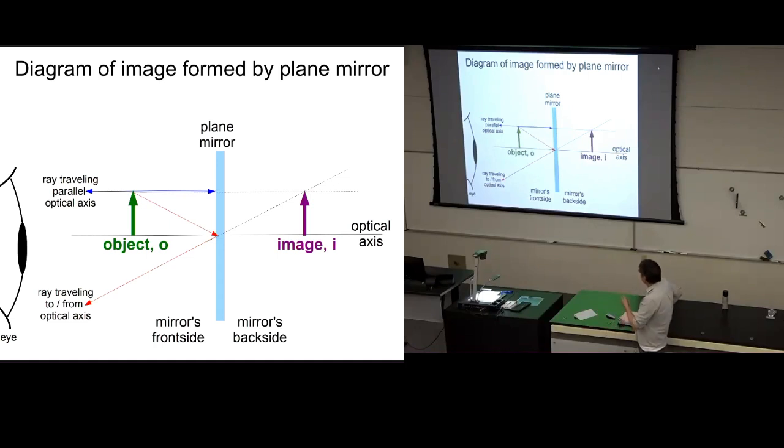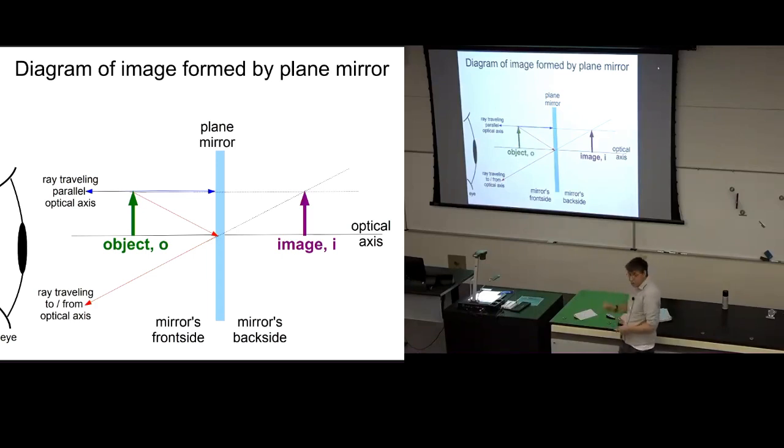On this axis, I put this green arrow. I've called it the object. This is the real object. This is the you that we're going to make an image of. This is the tree that we're going to make an image of. And so this is the object, and we often give it the symbol O for object.